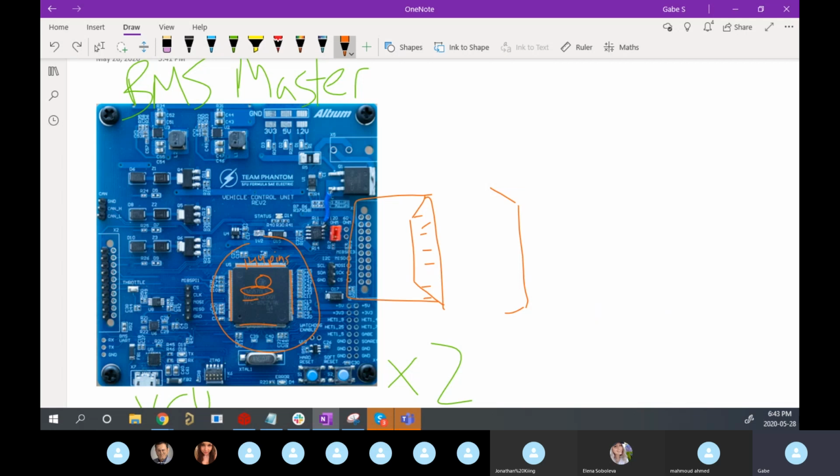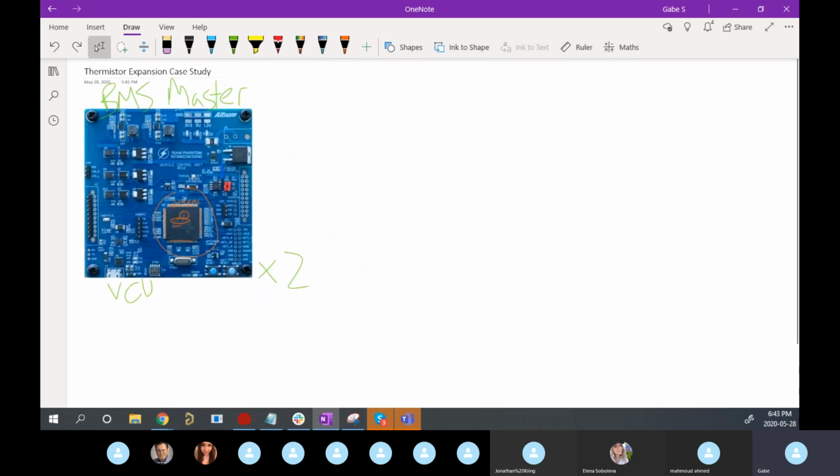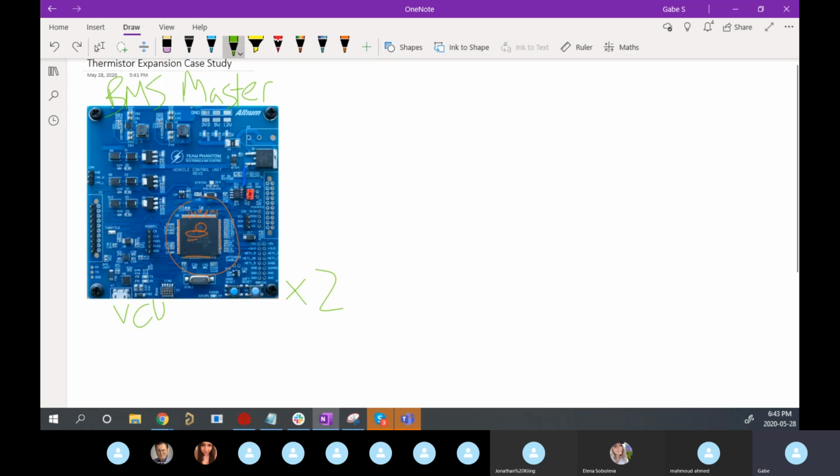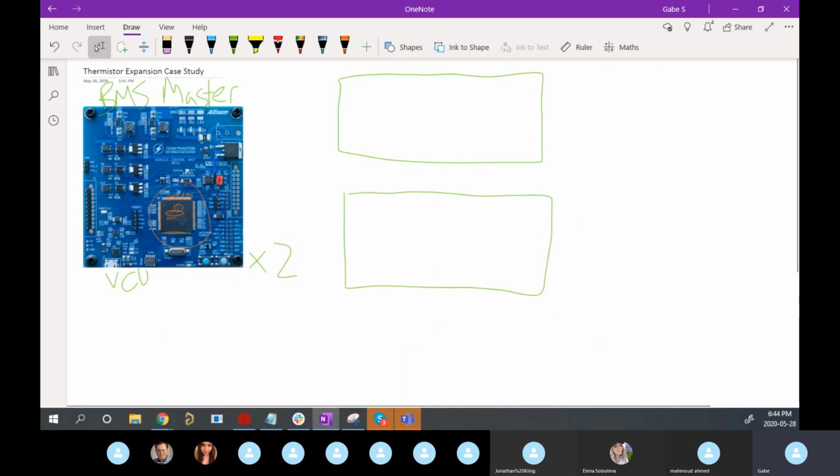So, in this case we have a BMS master, and it's talking to the thermistor expansion board. And what we actually did was we split the thermistor expansion board into 3 for the sake of convenience, let's say. This is what we're actually doing in the car, so you can understand.